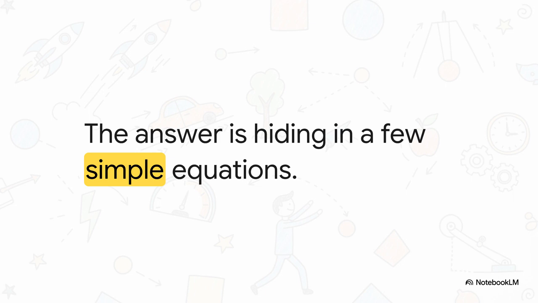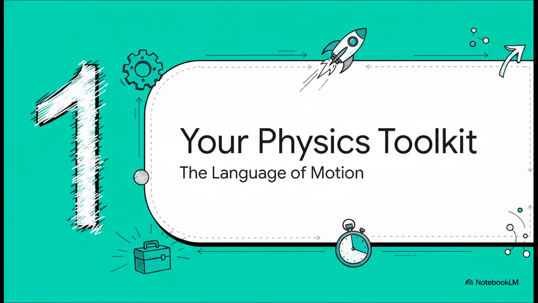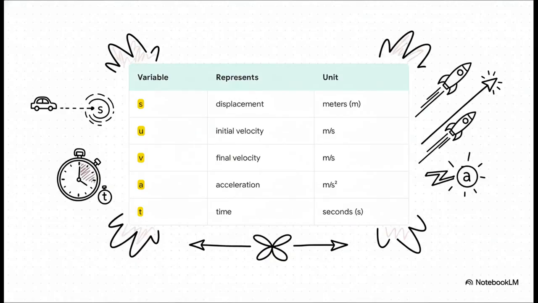So to tackle our skyscraper-sized problem, we first need to build up our toolkit. So let's get that toolkit assembled. And I want you to think of these next few things not as boring textbook variables, but as the fundamental language of motion. These are the words we need to describe how basically anything and everything moves around us. Here they are, our 5 key players.